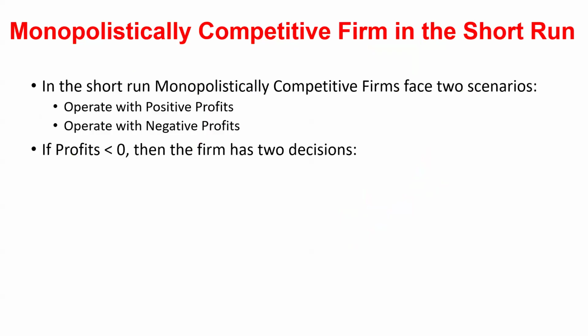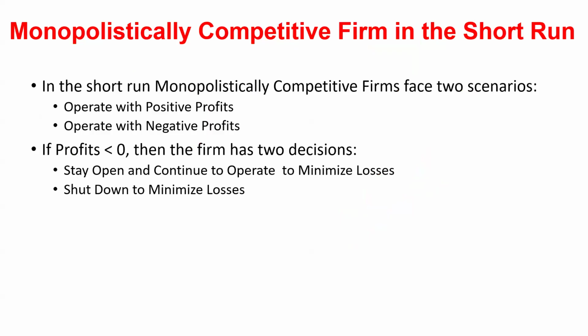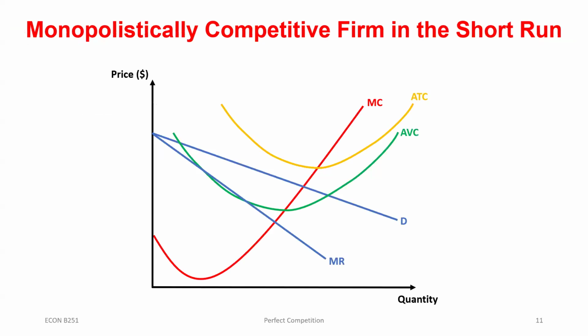Right? So I've got two scenarios. I could have positive or negative profits, but we then said I need to make the second decision if my profits are negative, which is, do I stay open to minimize my losses or do I simply shut down? We're going to look at that visually here, but it's the same decision that a perfectly competitive firm had to make in the short run. If profits are negative, do I stay open or shut down? And it's the same rule. I shut down if price is below my average variable cost.